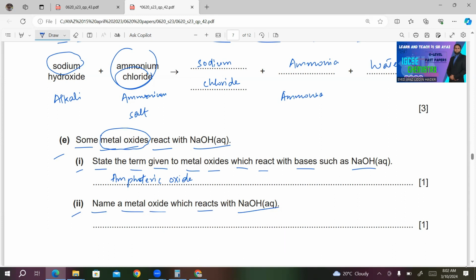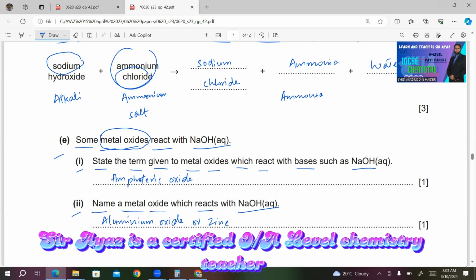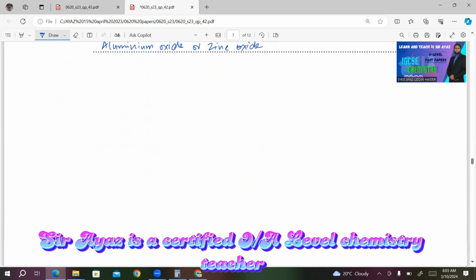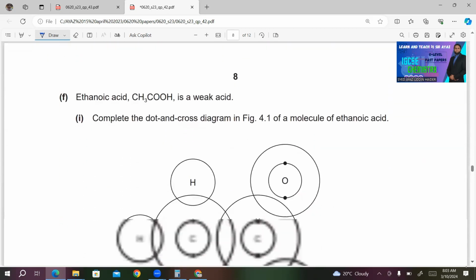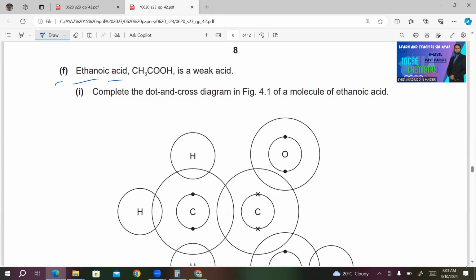Number 2, name a metal oxide which reacts with NaOH aqueous. You have 2 oxides in your syllabus which act as amphoteric oxides. This is aluminium oxide or zinc oxide. F. Ethanoic acid CH3COOH is a weak acid. Number 1, complete the dot and cross diagram in figure 4.1 of a molecule of ethanoic acid.